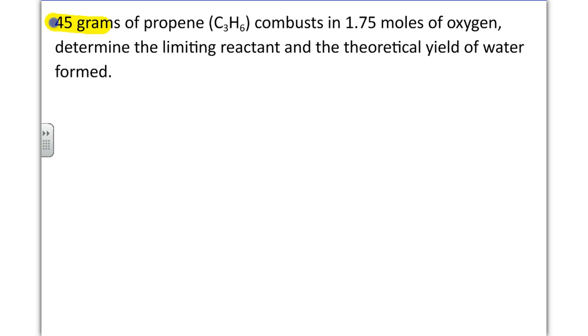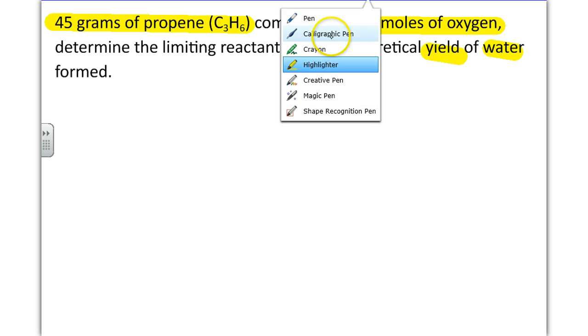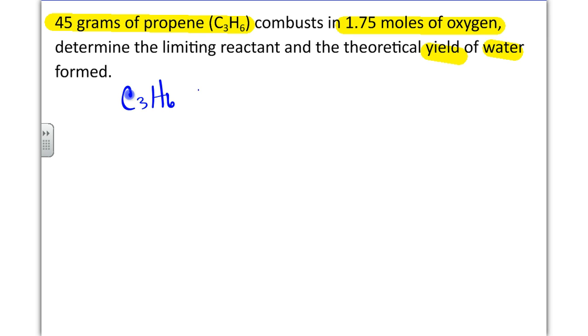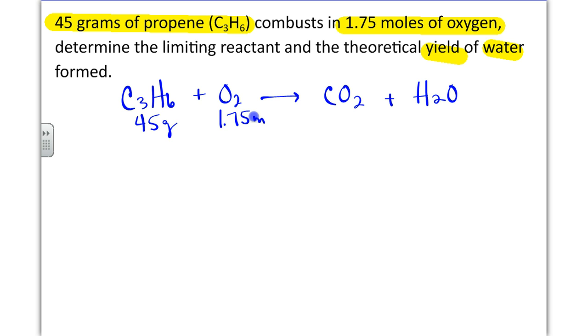Here we have 45 grams of propene. It combusts with 1.75 moles of oxygen, and it's going to yield water and carbon dioxide. Notice they didn't tell us that it was going to yield carbon dioxide, but that's something we know because it's a combustion. So propene plus oxygen will yield CO2 plus H2O. We're given 45 grams of propene and 1.75 moles of oxygen.